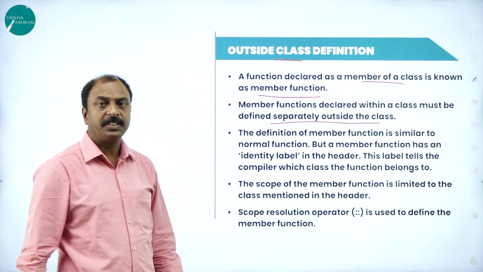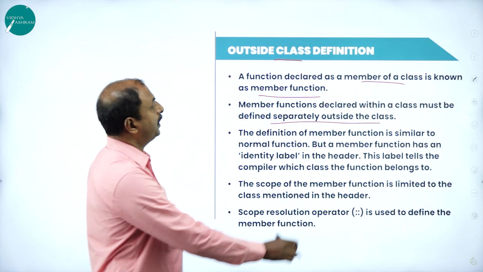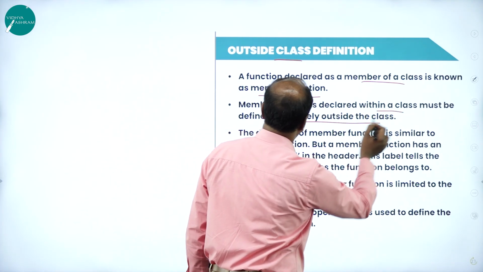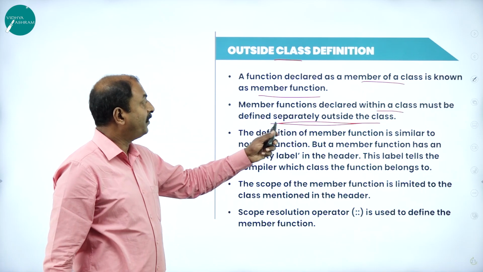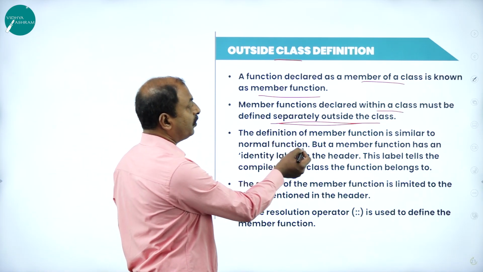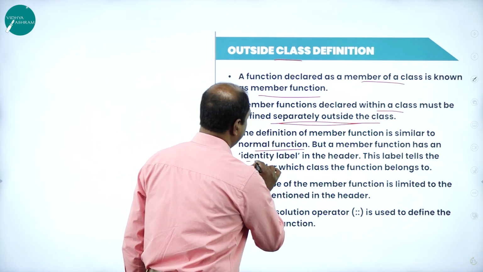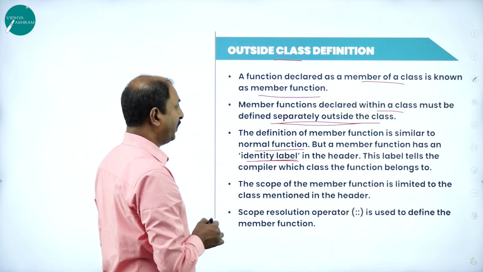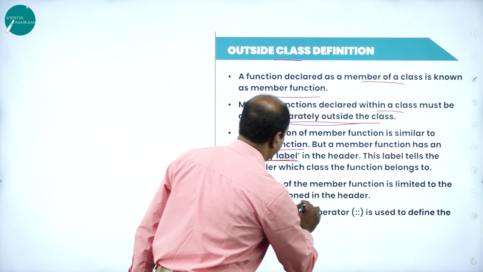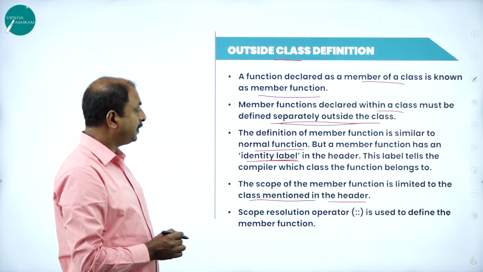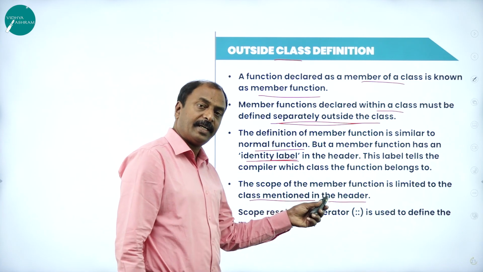In our previous session, we learned how to define the function inside the class. Now in this example, the function declared within the class must be defined separately outside the class. So this is the concept of function definition outside the class. The definition of a member function is similar to a normal function, but a member function has an identity label in the header. The scope of the member function is limited to the class mentioned in the header only.